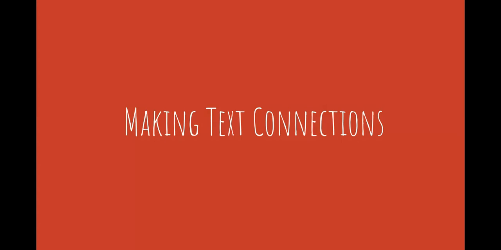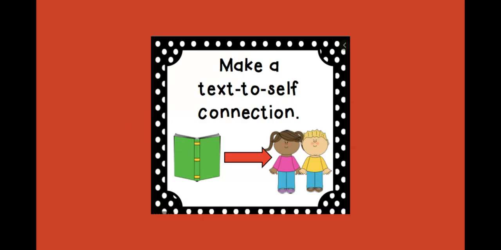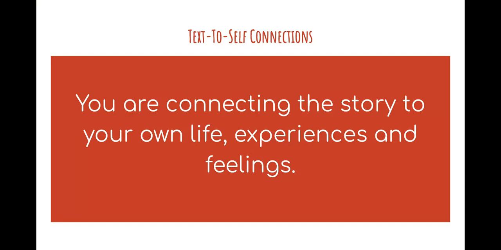This month we're going to be working on making text connections in reading. This is when you are reading a book and you make a connection to something that happened in the book, to something that happened in your life, something that happened in another book that you've read, or something that's happening in the world around us. This week, we are going to be working on making a text to self connection. What does that mean? Well, it means that you are connecting the story to your own life, experiences, and feelings.